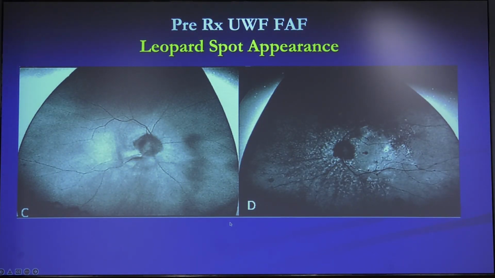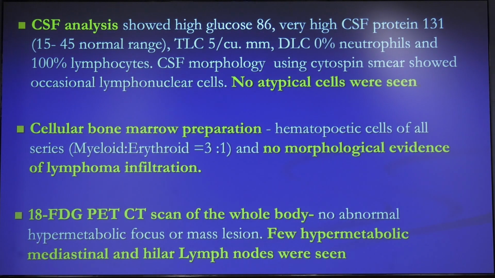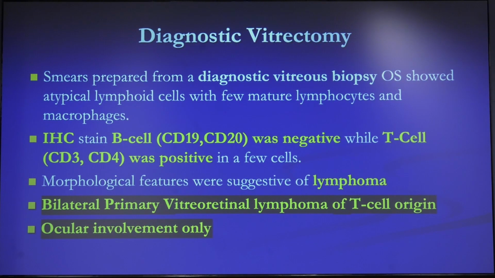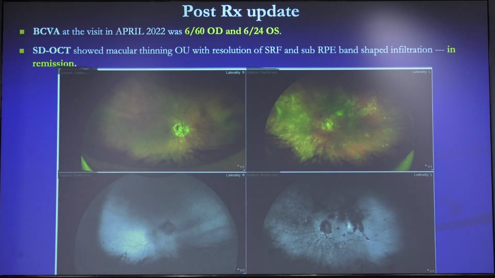And this is a leopard spot appearance on autofluorescence in the left eye, very marked. And this is the angiogram again showing leopard spot changes of hyperfluorescence. She underwent a diagnostic vitrectomy which was positive for CD3/4 but negative for CD19/20, and was diagnosed as a T-cell lymphoma and treated with 25 injections of intravitreal methotrexate and stabilized on that, and this is the final follow-up of that.